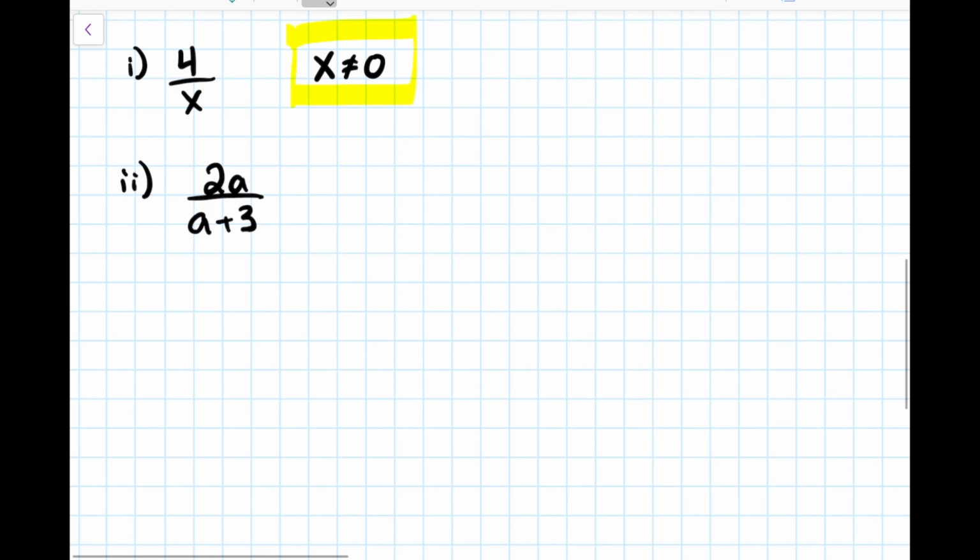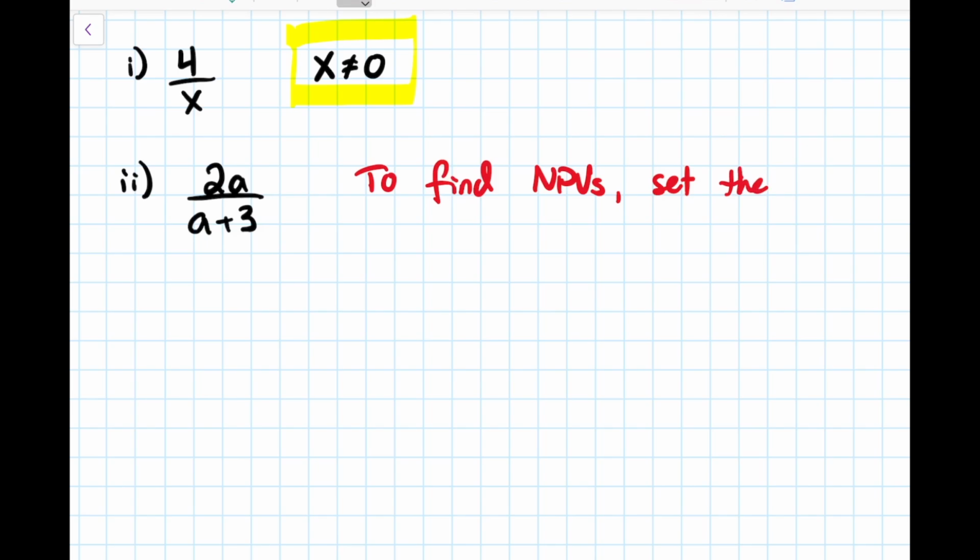As a general rule of thumb, to find NPVs, it's a fairly straightforward process, and it's a lot like what we did with our restrictions with our radicals. What we're going to do is set the denominator equal to 0, or rather not equal to 0. And then we're just going to solve.